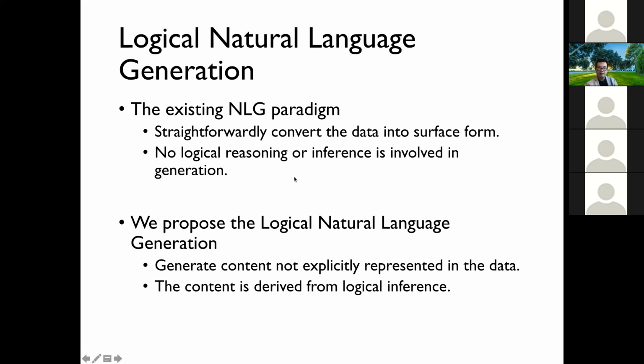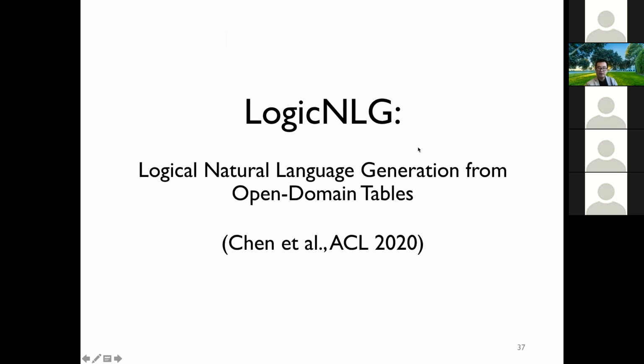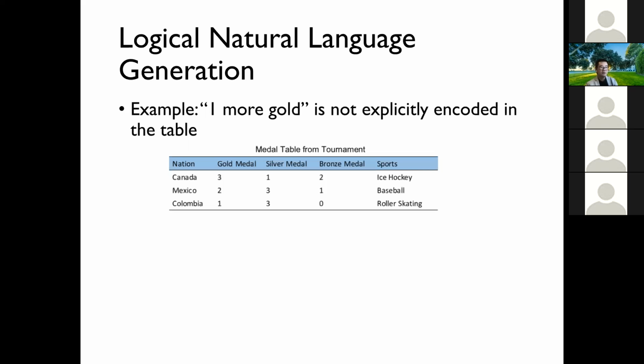Specifically, here I'm talking about this ACL 2020 paper, Logic NLG, generation from open domain tables. This is more like a data-to-text generation problem where the input is a table, and I want to generate natural language sentences about the correct statements in this table. So here's one example. This is a table from a tournament, and you can see there are different countries, and different numbers of medals in gold, silver, and bronze. And they're talking about different sports here.